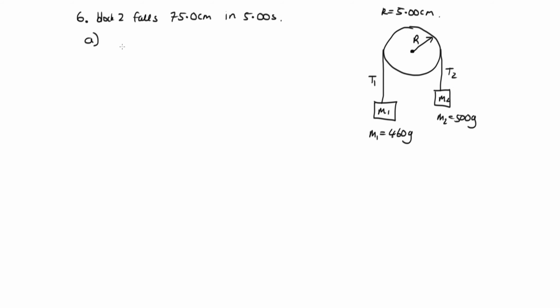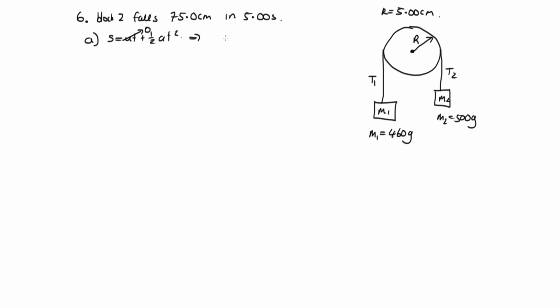Now, in the first part, we're asked what is the magnitude of the acceleration of the blocks. Okay, so we know how far it falls and how long it takes. So we're actually going to need to use our kinematic equations to calculate the size of the acceleration. So we can use our equation s = ut + ½at², where we know it falls from rest, so u is 0.